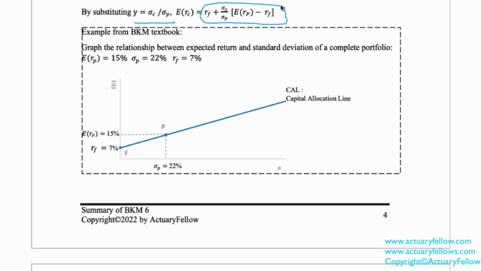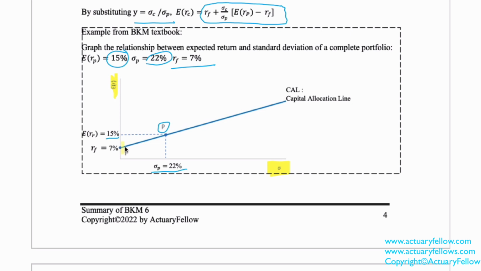The risky portfolio expected return is 15%. Standard deviation of the risky portfolio is 22%. Risk-free rate 7%. We can graph the risk-return relationship for the complete portfolio. On the graph, the x-axis is the standard deviation, and the y-axis is the expected return. The y-intercept is the risk-free rate, 7%. If we invest entirely in the risky portfolio, the expected return would be 15%, and standard deviation would be 22%.